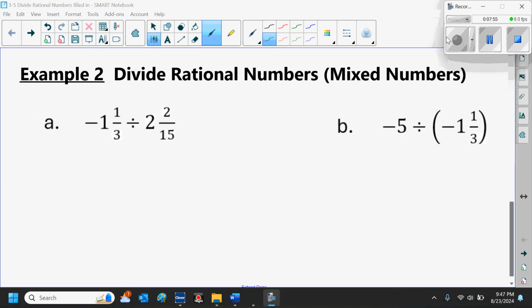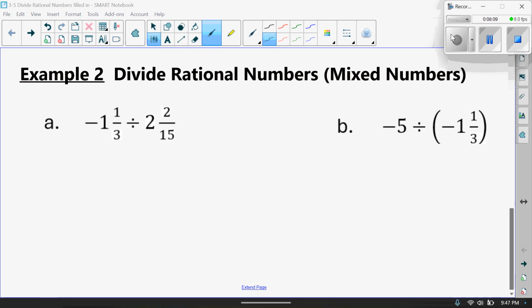All right, example 2 is divide rational numbers. Now, these rational numbers are mixed numbers. Remember, when we have a mixed number, we first have to change these to improper fractions. So, for example 1, we want to change these to improper fractions. Before we do that, let's do a little reminder. In this direction, we're going to multiply, and in this direction, we're going to add.